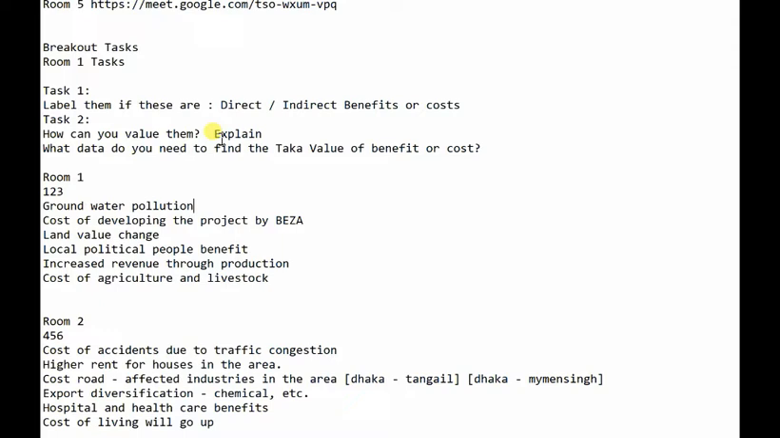You can use the internet and other resources, and let's come back after half an hour. You have 20 minutes to discuss them. You can separate yourselves and discuss among yourselves once you fix it. For each one, explain how you would value it. The second question is, what data do you need to find this value? The next logical question is, if I want to value it this way, what data do I need?